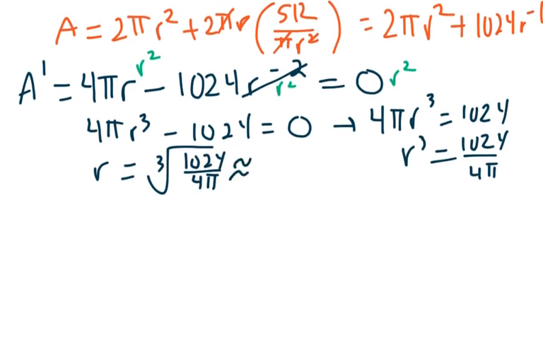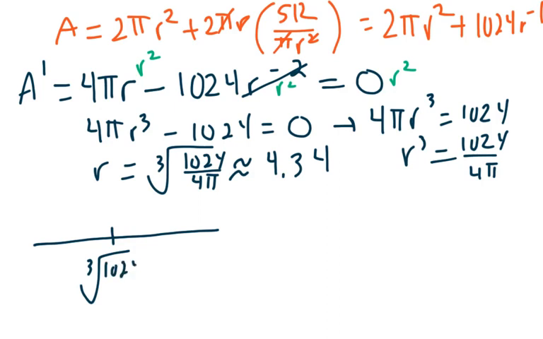That's about 4.34. So what I want to do is make sure that this is a minimum. And to do that, I'm going to use the first derivative test. So I'm going to use this cube root of 1024 over 4 pi. I'm going to pick numbers on both sides, like 1 and 5. I'm going to plug them into the first derivative and see whether I get a positive or negative number.